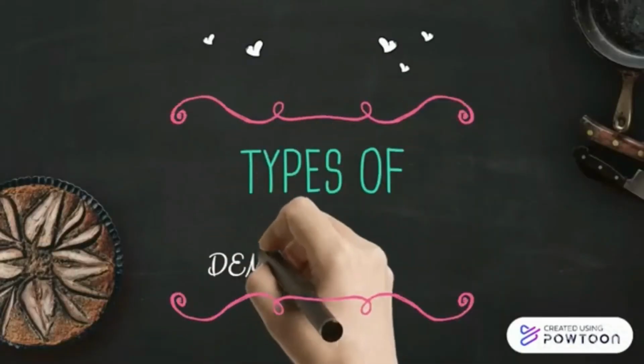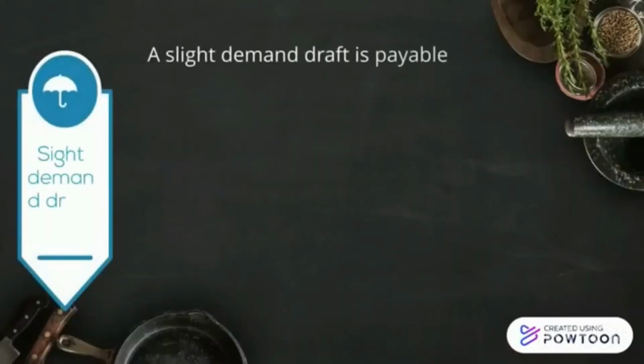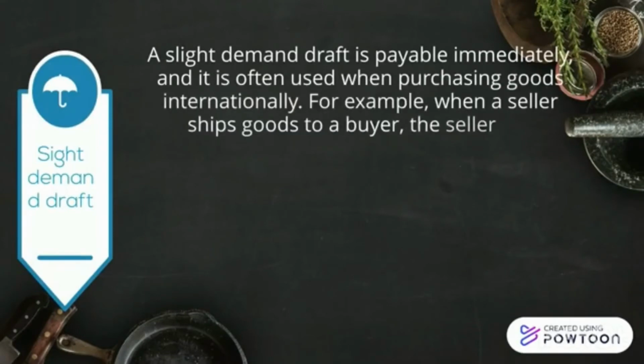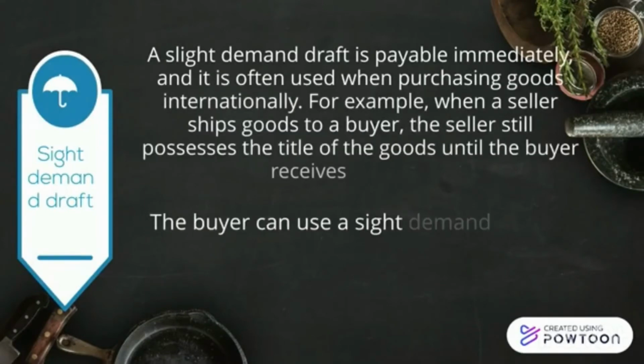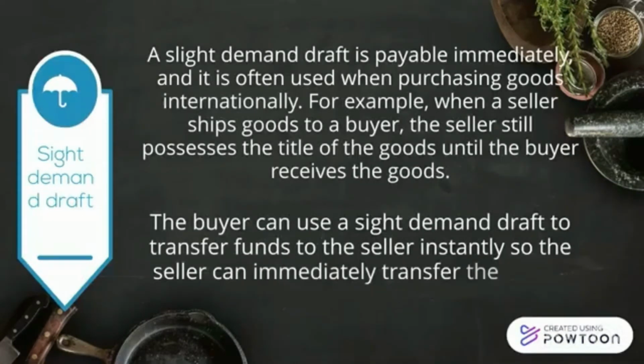Types of demand draft. A sight demand draft is payable immediately and is often used when purchasing goods internationally. For example, when a seller ships goods to a buyer, the seller still holds the title of the goods until the buyer receives the goods.